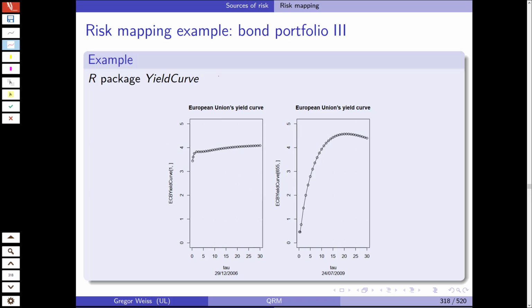If you go to R, the package yield curve, you can actually have a look at the European Union's yield curve. So this is the ECB yield curve 1. I think this is slightly different. The very first, you can see we have what we call a normal interest rate structure, or term structure of interest rates, or yield curve. It's normal because it goes up. This one is a flat one, and this one would be considered an inverse term structure of interest rates.